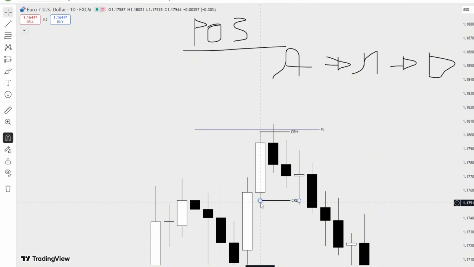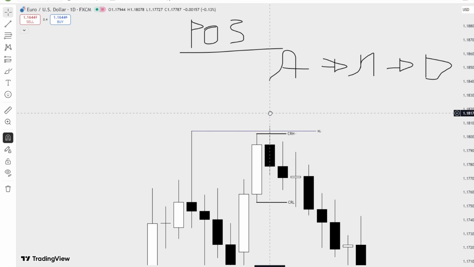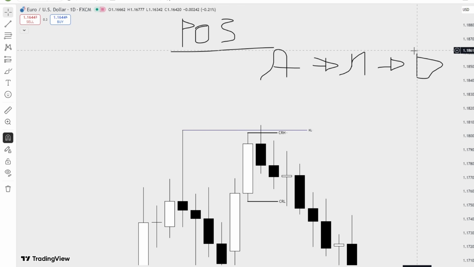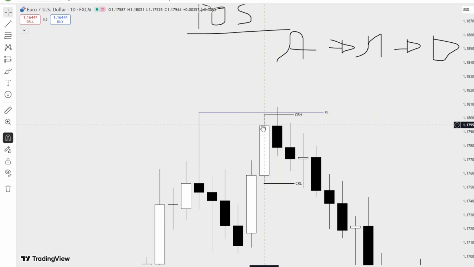So candle number one represents phase number one, the accumulation phase, right? So you are accumulating near an important liquidity point. Candle number two is the manipulation phase. So you're going to manipulate the accumulation and your liquidity point, that is a key level, right? And then you have your candle number three. This is the distribution candle. The price is going to distribute all the contracts they grabbed from here until here.